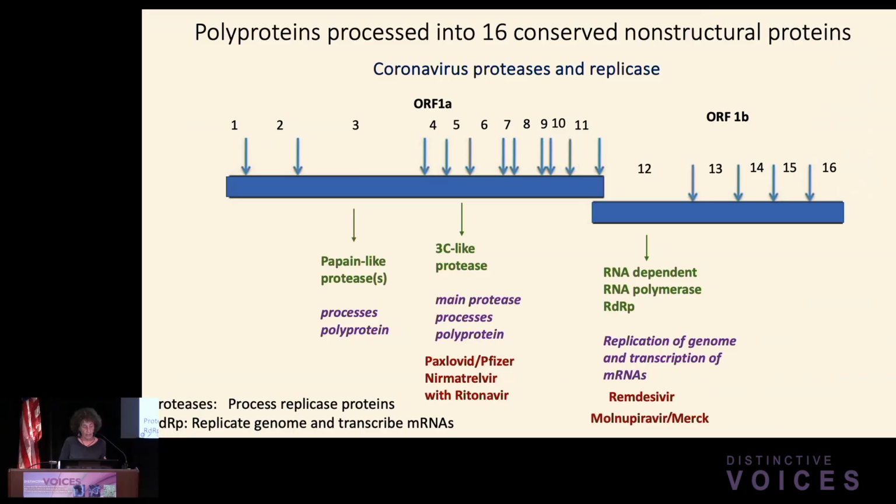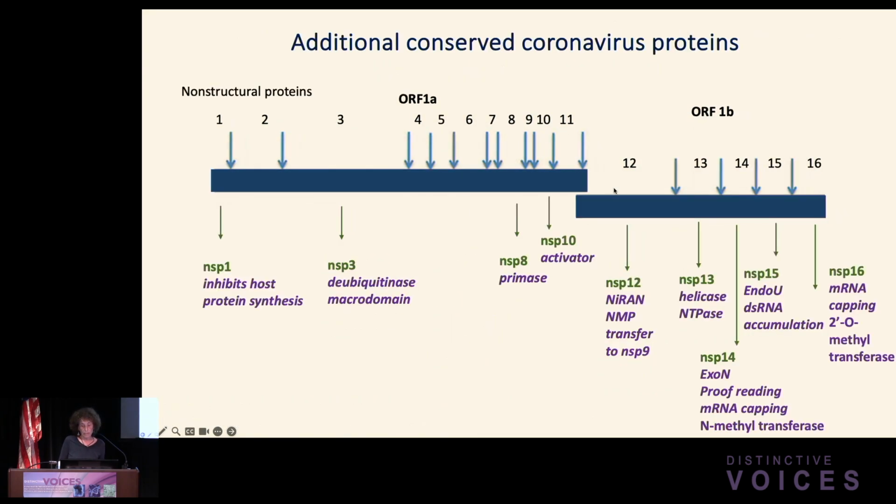And so just to summarize, the proteases process the replicase proteins here, and the RdRp replicates the RNA genome. But there are all these other non-structural proteins, and many of those are enzymes as well. Just to show them here, without going into detail, some of these proteins are parts of the replication machinery, like the primase and the activator, helicase.